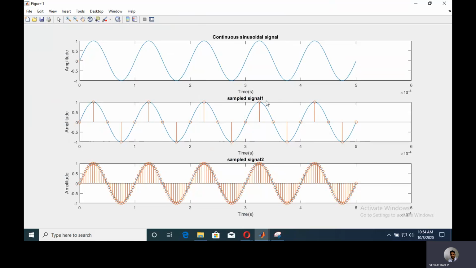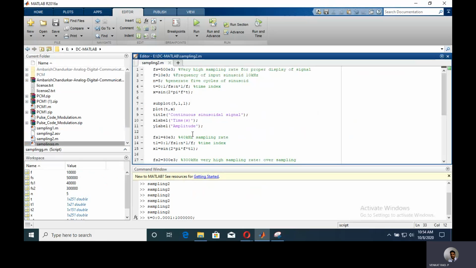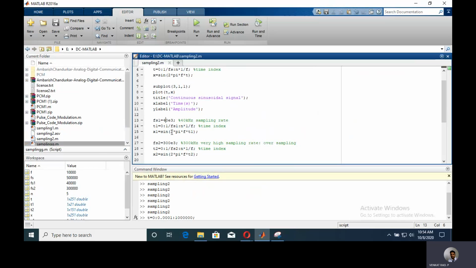So this is sample signal 1 for 30 kHz of sampling frequency, and this is sample signal 2 with 400 kHz of sampling frequency, which is very high. In this condition, you can say this is an oversampled signal. For example, let us change the sampling frequency to different values and observe what the sample signals look like. In the second case, let us change the sampling frequency fs1 to, for example, 5 kHz.